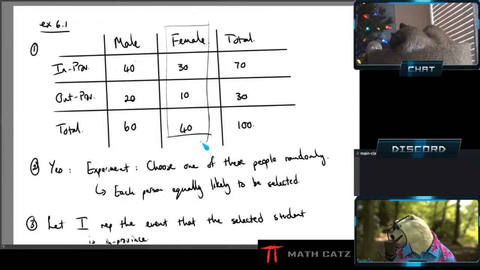I can use that information to say, well, I don't even have to look at the 60 because they're not possible. You told me it's a female. So out of the 40 that are now possible, only 30 will be in province.